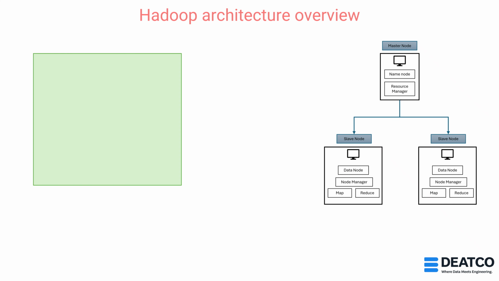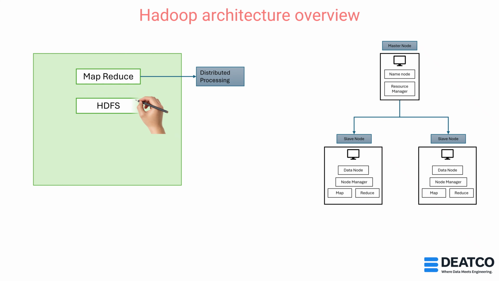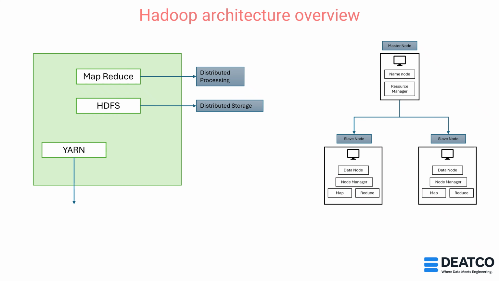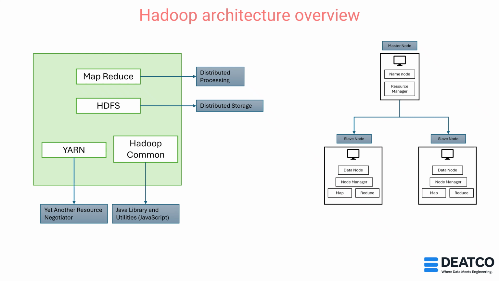The core components of Hadoop are MapReduce, HDFS, YARN, and Hadoop Common. MapReduce is a framework that helps programs do parallel computation on data. HDFS is a distributed file system that runs on standard or low-end hardware. YARN stands for Yet Another Resource Negotiator. It manages and monitors cluster nodes and resources. And the last is Hadoop Common. It provides common Java libraries and scripts that are required by Hadoop components.